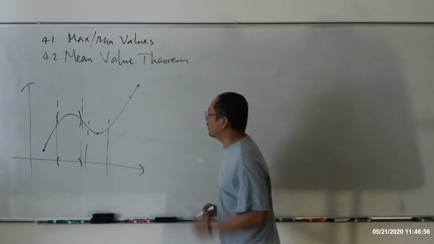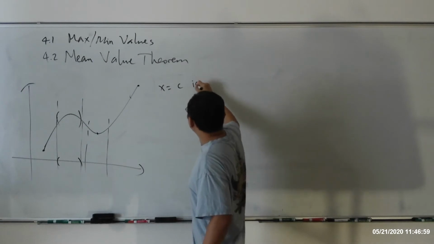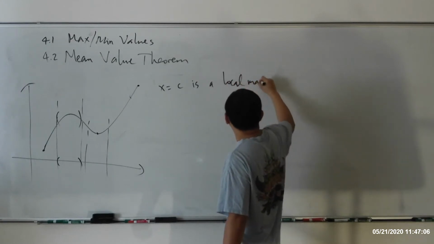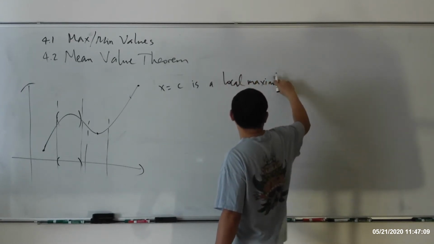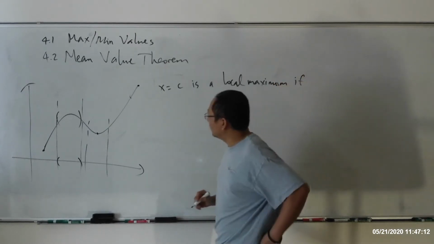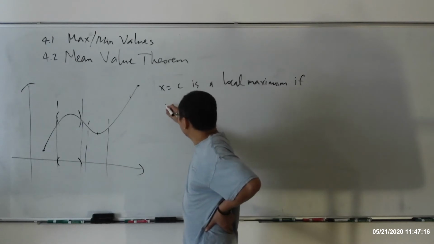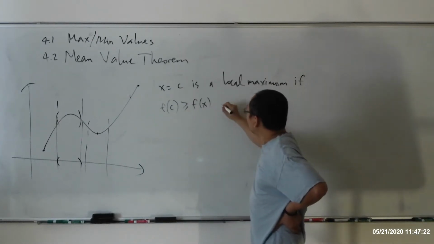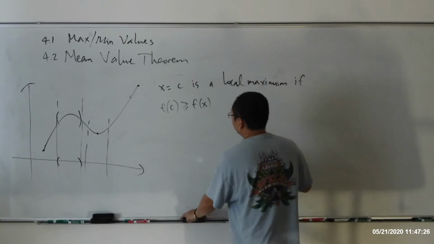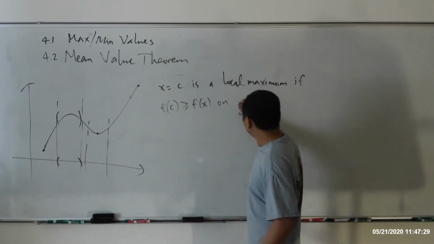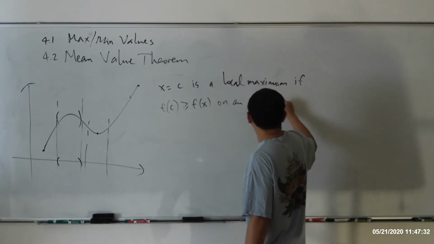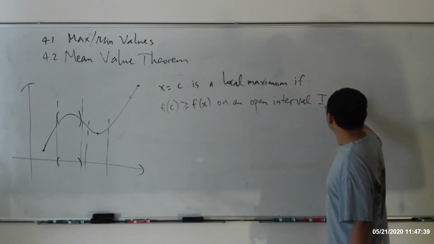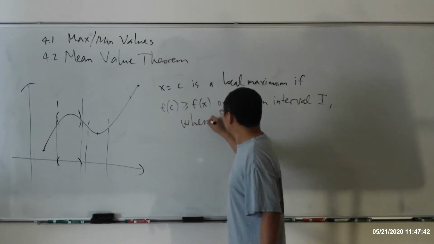let's give you a more precise definition. X equal to C is a local maximum if f of C is greater than or equal to f of x on an open interval, an open interval I. Okay? I stands for interval. Where C is in I.